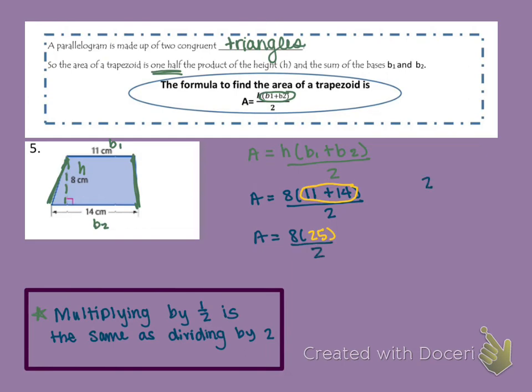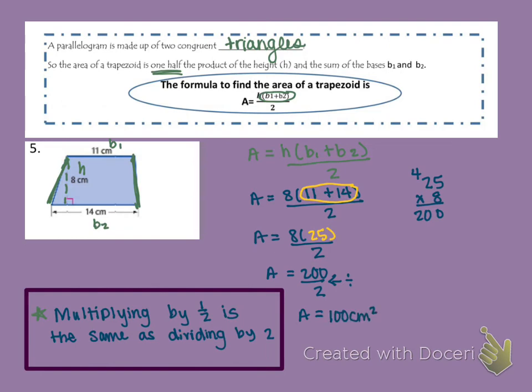So then let's go off to the side. 25 times 8: 5 times 8 is 40. 8 times 2 is 16, plus 4 is 20. So then we have area equals 200 divided by 2, and area equals 200 divided by 2 is 100 centimeters squared.